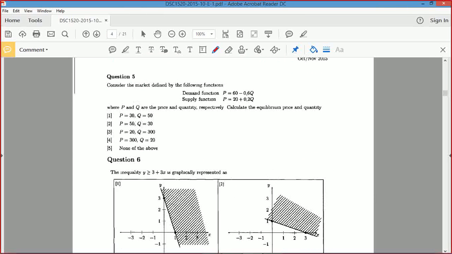Question 5. Easy or difficult? 5 is easy. You just need equilibrium. This is economics, right? Yeah. So quickly do it. Get an option. Let's check if you're right. Perfect. Demand equals supply, hey? Yeah. Good.